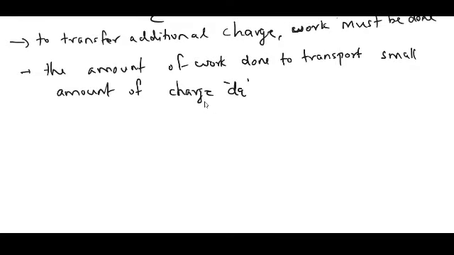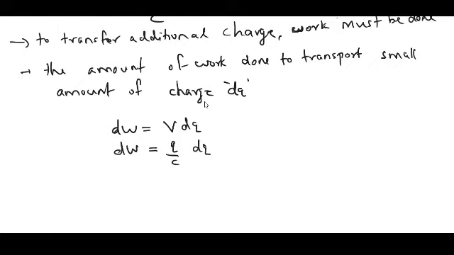That is given by dw is equal to v dq, where this v is the potential at any instant on the capacitor plates. That v can be written as q by c. Therefore, this w can be written as q by c into dq.